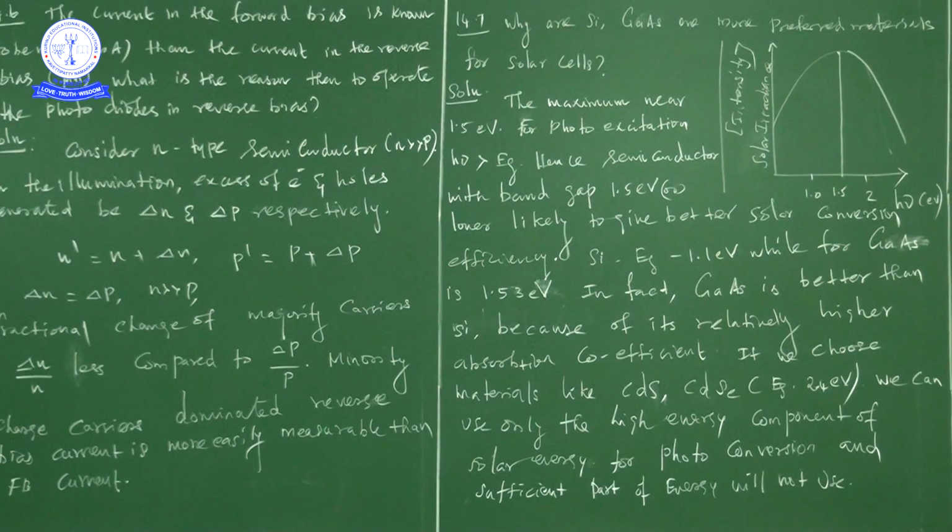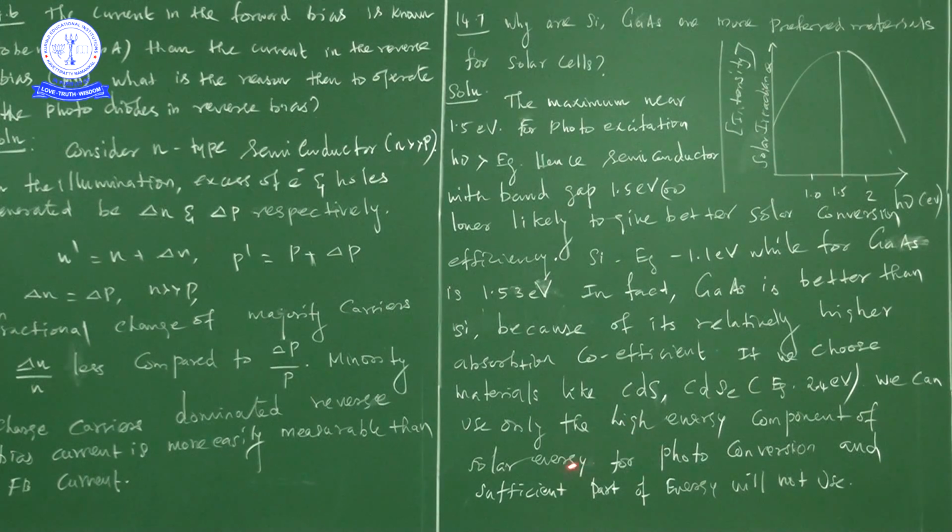So silicon and gallium arsenide: the energy absorption is maximum for gallium arsenide. If we choose materials like CdS or CdSe, which have an energy gap of 2.4 electron volt, we can use only the higher energy component of the solar energy. Why? Because Eg is large. So we can use these materials only for the higher energy component of solar energy for photo conversion, and a sufficient part of the energy will not be used.